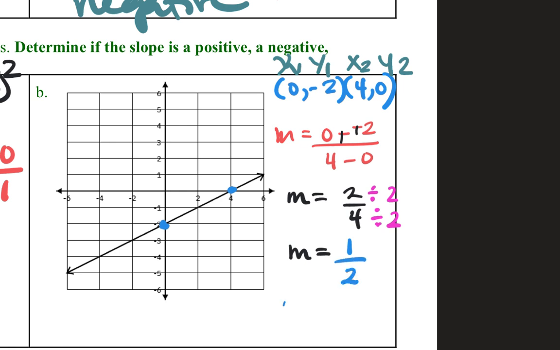Is this a positive slope or a negative slope? This one should be positive. Again, you read your graphs from this point to the right. So to the right, I'm going up. So that's a positive direction, okay?